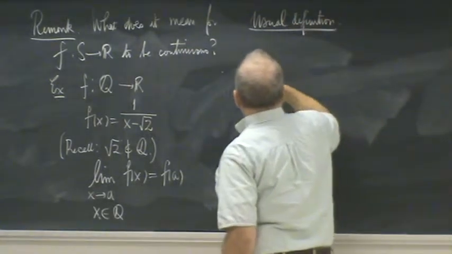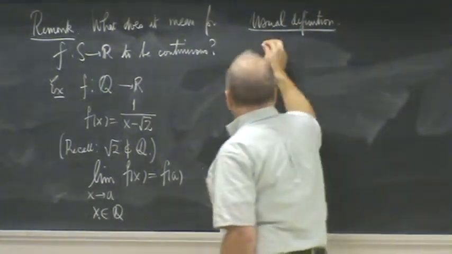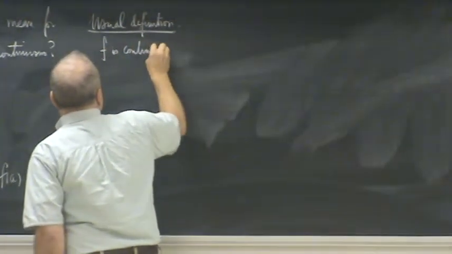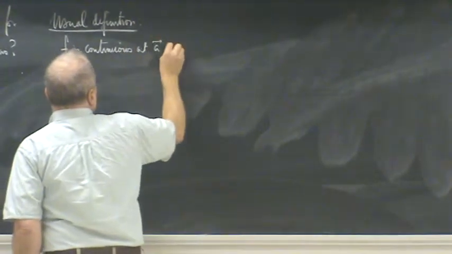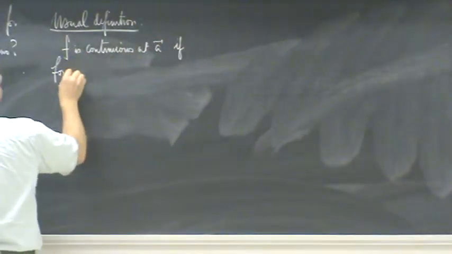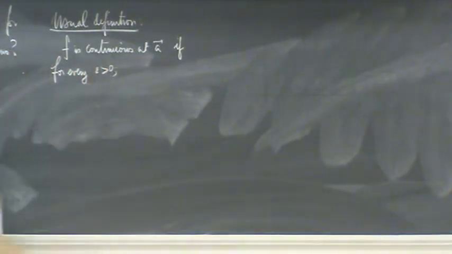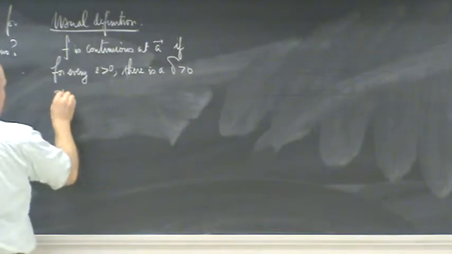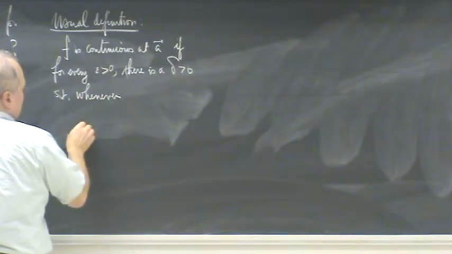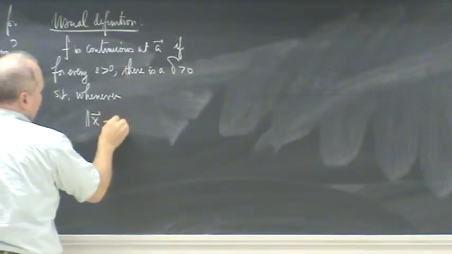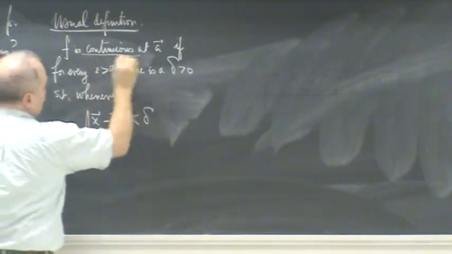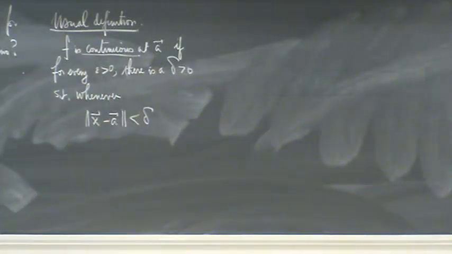the usual definition is, if you want that f is continuous at a, if for every epsilon, pretend you're studying for the final, for every epsilon there's a delta such that whenever the magnitude of x minus a is less than delta. So it's not the limit definition, it's continuous.